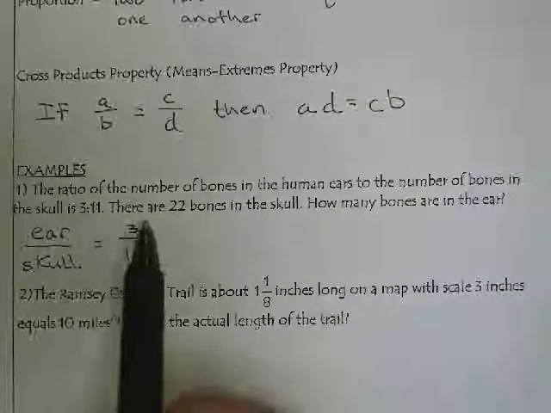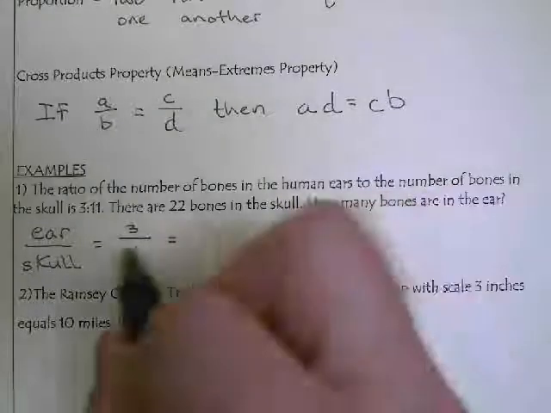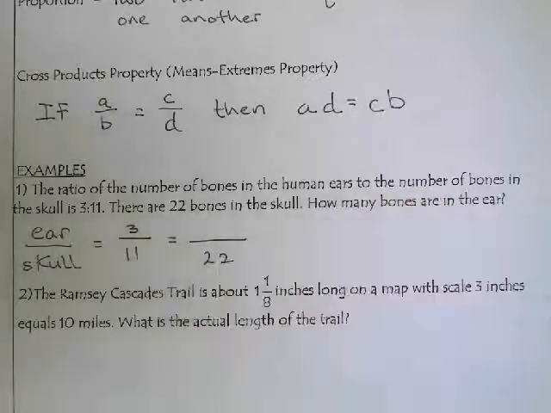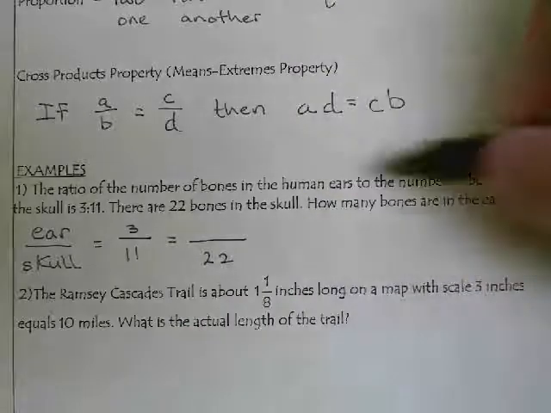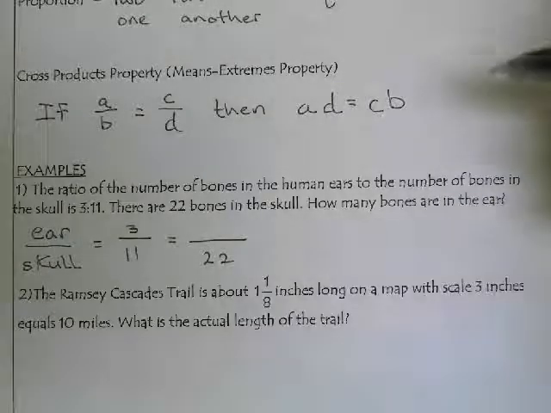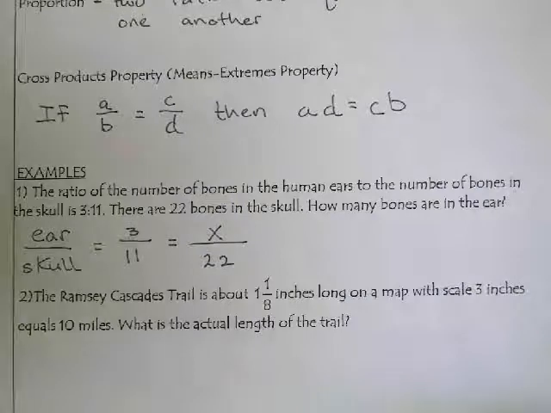And so we are told that there are 22 bones in the skull. So we can say that this ratio would be equal to, well, I know the exact number of bones in the skull. I'm trying to figure out how many bones are in the ear. So if I have an unknown, what should I use? We'll use a variable, or x, typically.